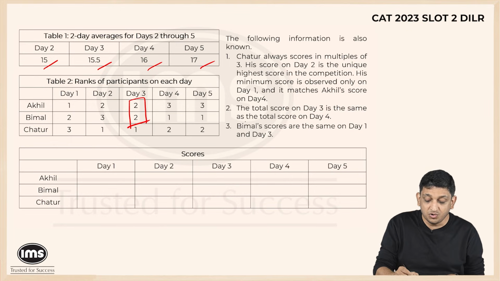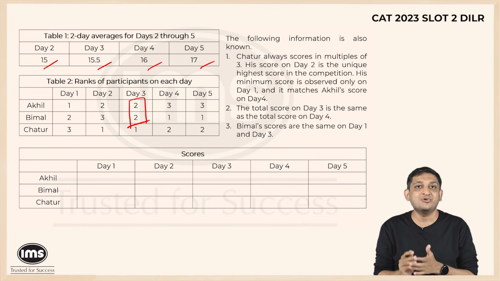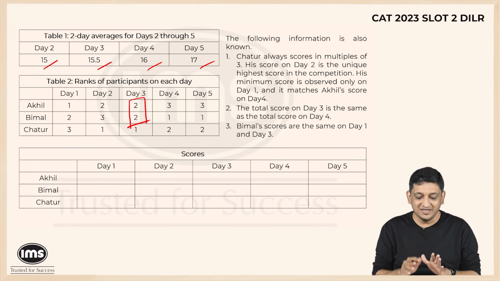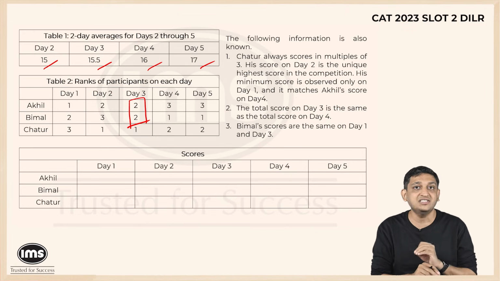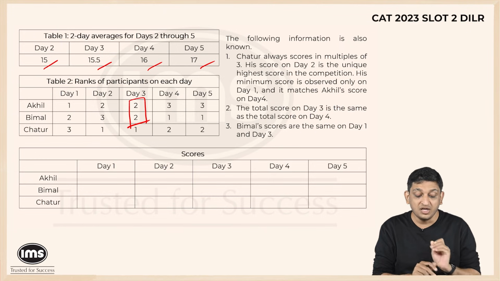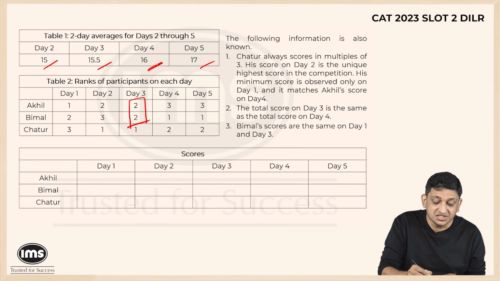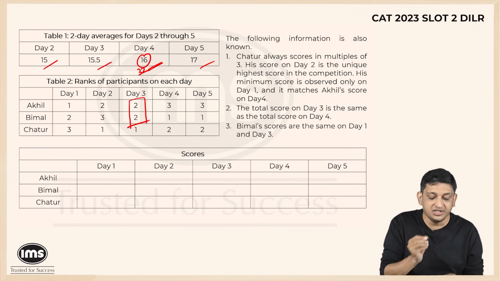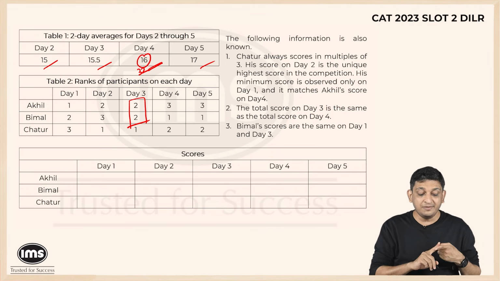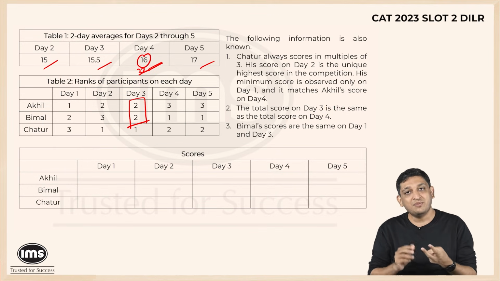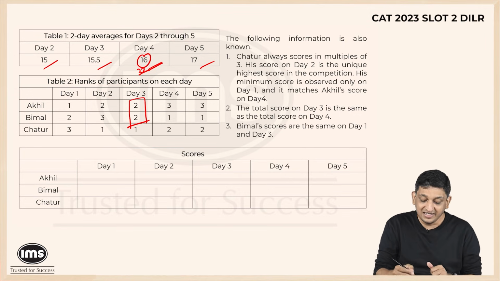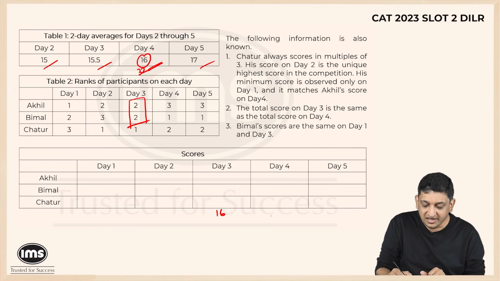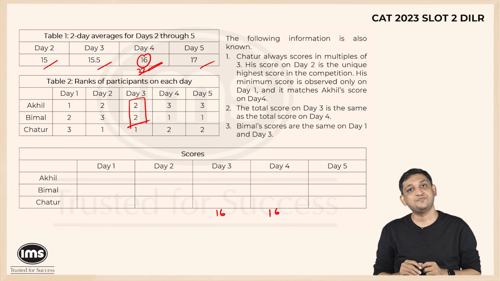We also know that the total score on day 3 is the same as the total score on day 4, and that is what helps us understand where Chatur should be. So in this particular context, the total score on day 3 is the same as the total score on day 4. But day 3 plus day 4, the average is 16, or the total is 32. If day 3 plus day 4 is 32, but both of them are equal in terms of the scores, then can we say that day 3 the total would be 16, day 4 the total will be 16.